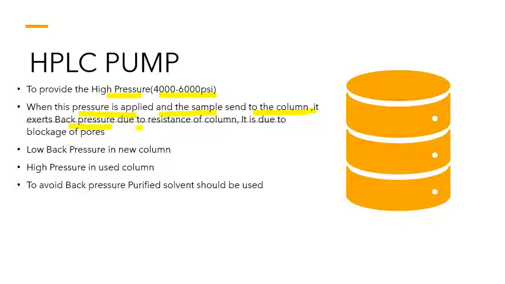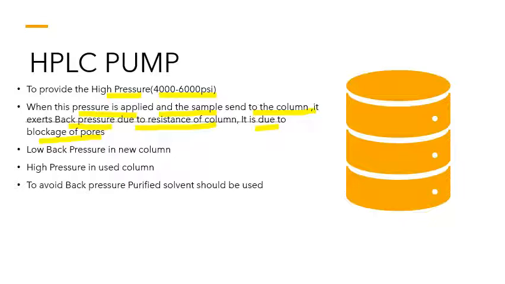It is due to the resistance of the column, because when we apply such a high pressure and send the sample to the column, the column resists that pressure, and due to this resistance the back pressure is exerted. It is also due to the blockage of the pores inside the column. So the back pressure is exerted due to these two reasons: the column resists this high pressure, and the blockage of the pores.